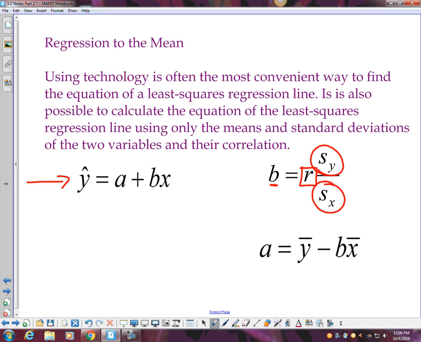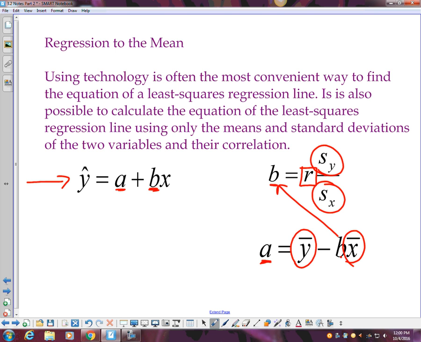That gives you your b, which is your slope. a, which is your y-intercept, is y bar, so the mean of all the y's, minus b, which is your slope, times x bar, which is the mean of all the x's.